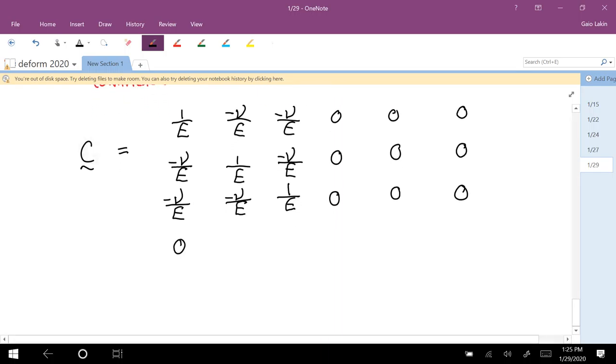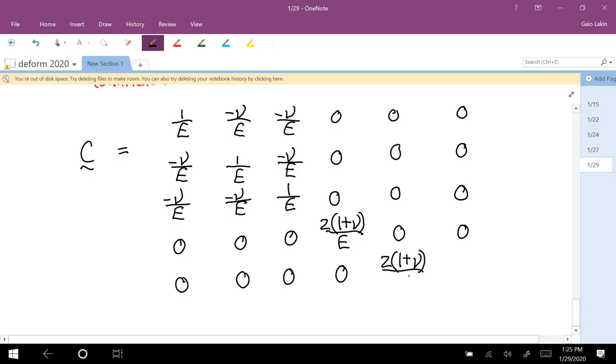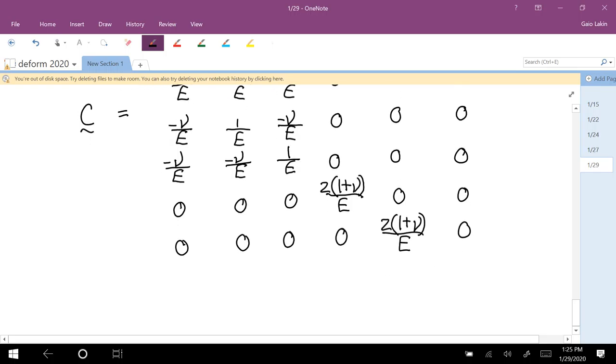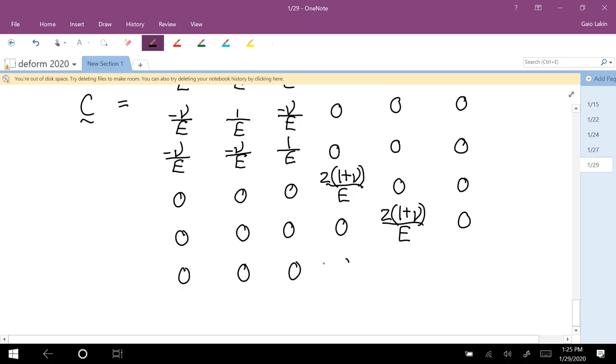And then for the next three rows, all three of them have zeros in the first three columns. And then 2 times the quantity 1 plus nu over E. And that non-zero value now just moves as you go down the rows. So the fifth row has four zeros, and then the quantity 2 times the quantity 1 plus nu over E and a zero. And then the last one has five zeros, and the last element is 2 times the quantity 1 plus nu over E.